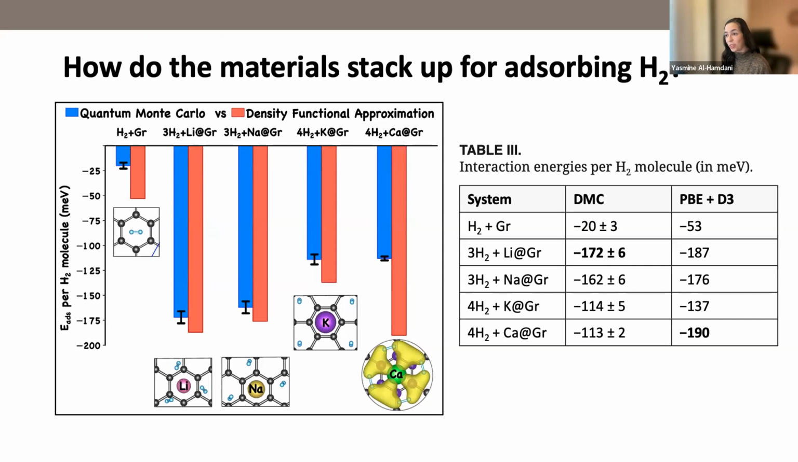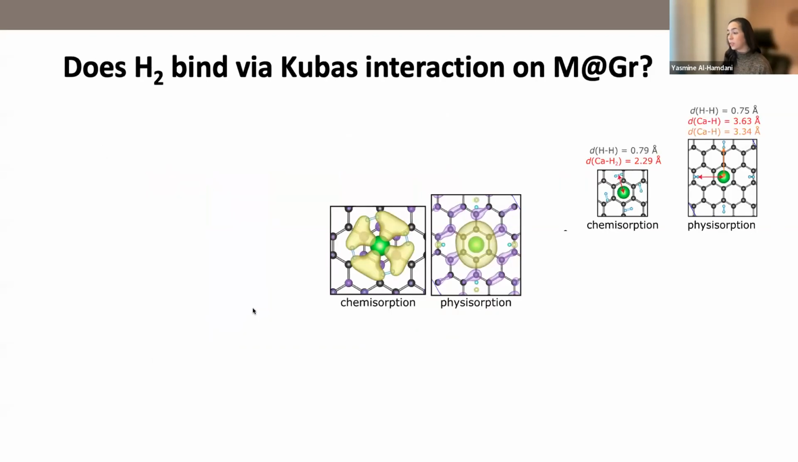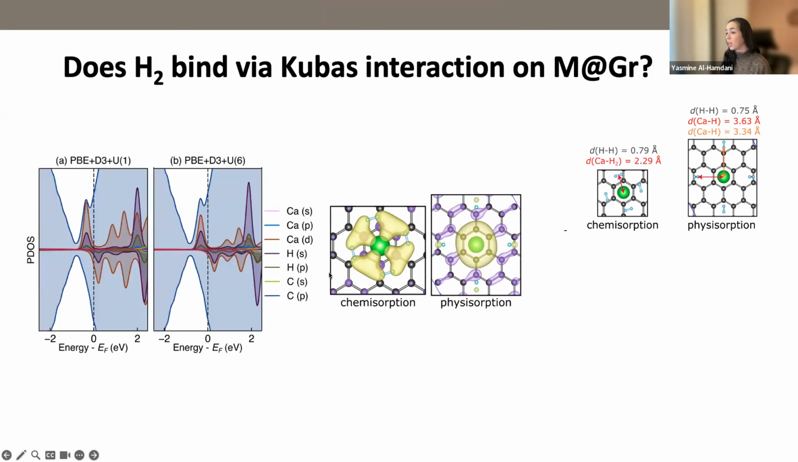So now there's the question of, well, is it like in the gas phase cluster? Is it the case that this mechanism shouldn't be viable at all? How do we answer that? Well, what we can do is look at the physisorption structure. So using PB plus D3, we found a minimum that is a physisorption configuration of hydrogen around the calcium on graphene. And then you can see here in the middle how those orbitals look different to the one where you have the Q-bus interaction.